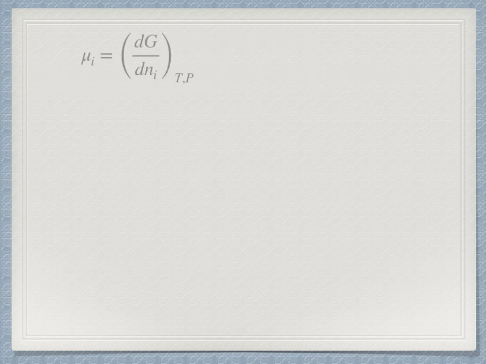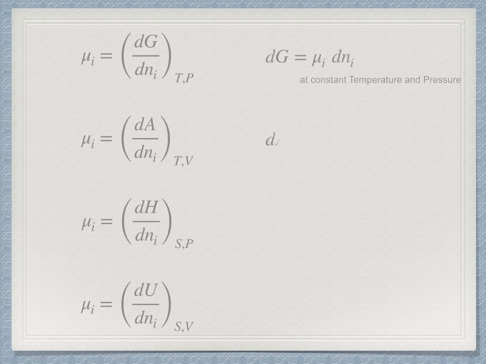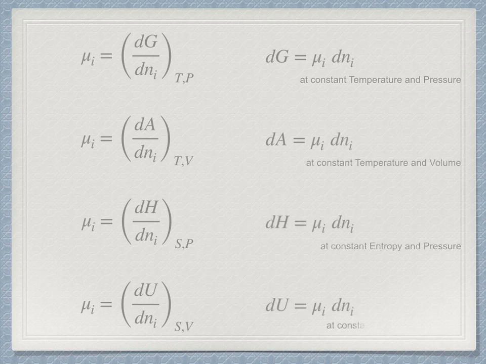Chemical potential describes how the Gibbs energy changes with changes in the amount of material when the system is held at constant temperature and pressure. When held at constant temperature and volume, the chemical potential describes how the Helmholtz energy changes. At constant entropy and pressure, it describes changes in enthalpy. And at constant entropy and volume, it describes changes in internal energy. Rewriting the differentials, we can see how to determine the change in any of the energy state functions depending upon the physical conditions our experiment controls.